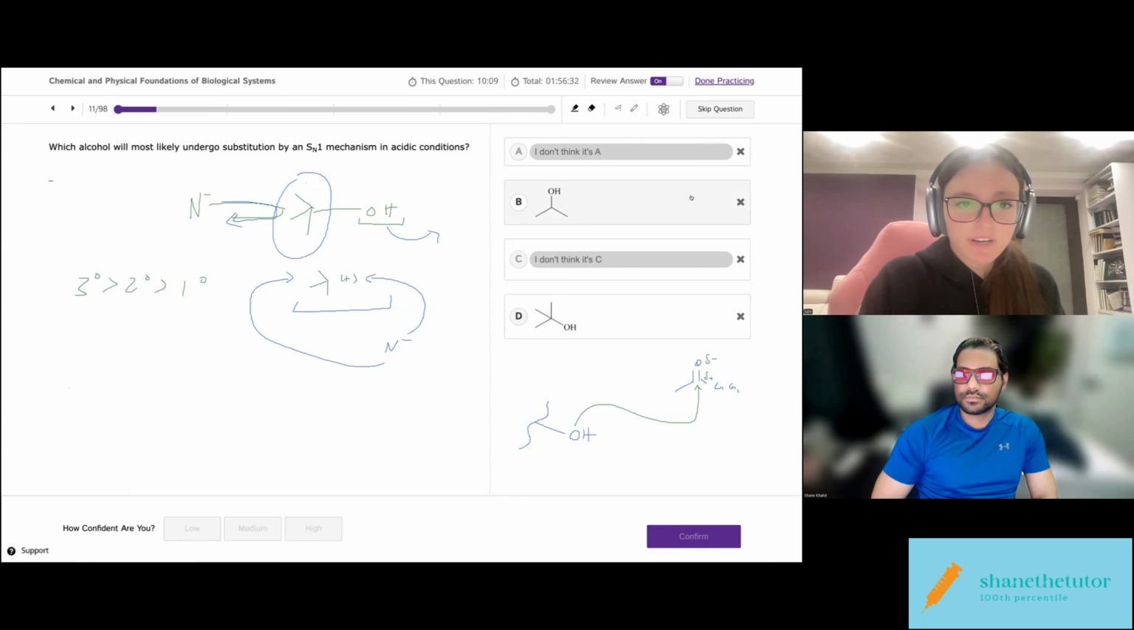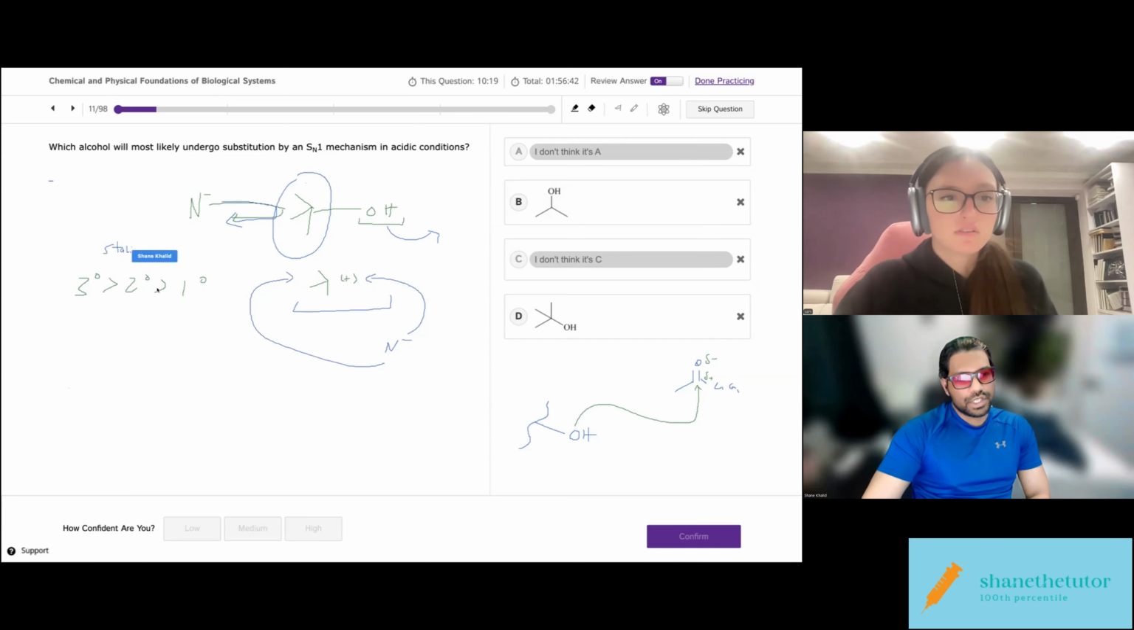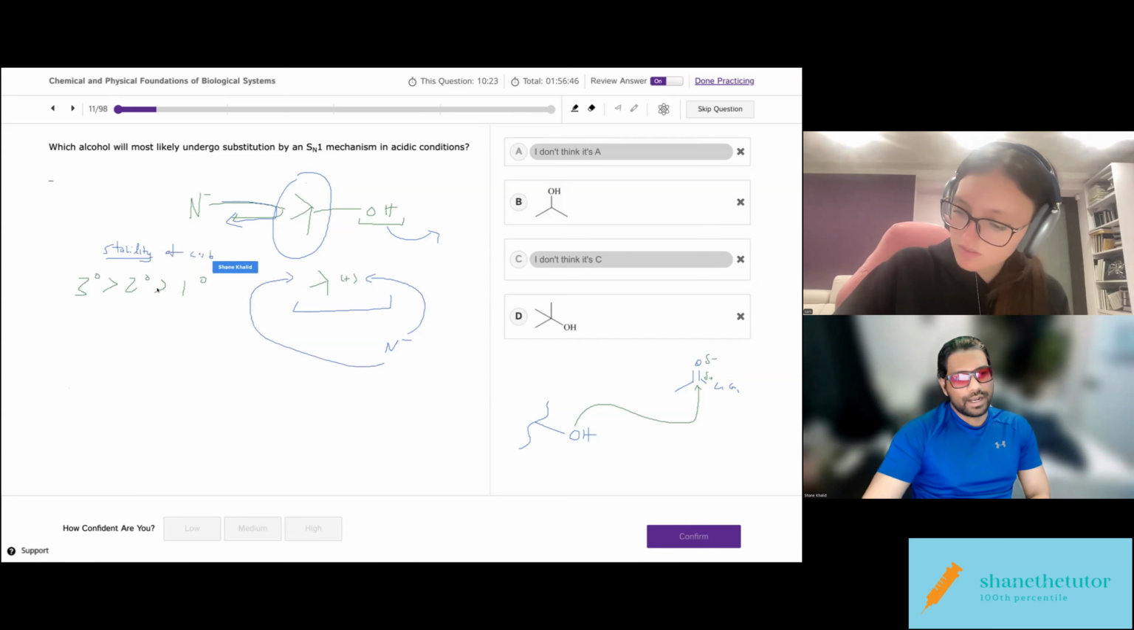You're losing me. How do you know that it's going to be a tertiary originally? Because if it goes from primary upwards, shouldn't it? Oh, sorry. So this is just stability of a carbocation.